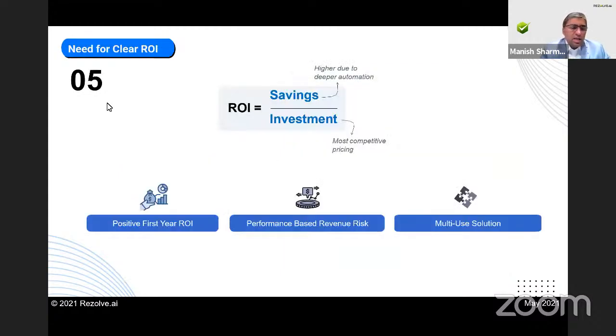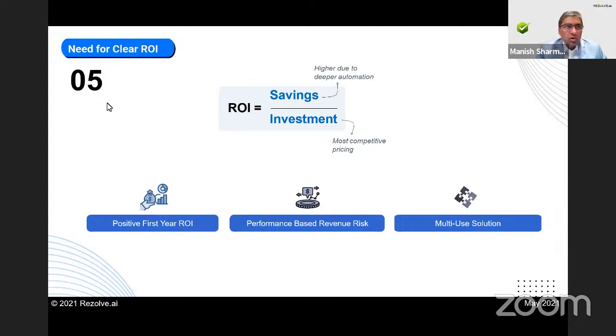The last thing is the ROI. So I alluded to the budgets in the beginning, and to be honest, that's a real problem, right? And therefore, you are looking for solutions where the pricing is very competitive and they can automate more. I mean, the ratio of these two is really what the ROI is.